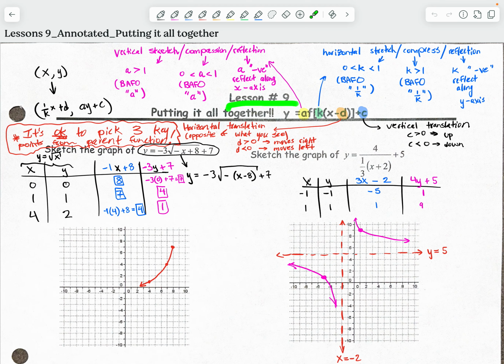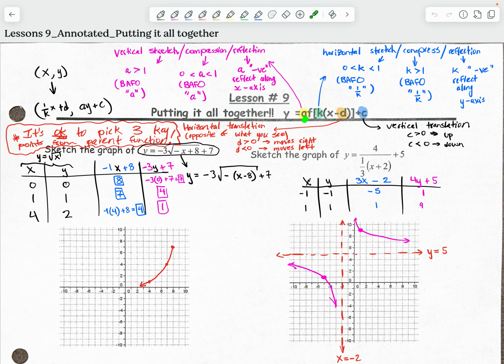We're really just consolidating and putting everything together, and I'm going to generalize it by introducing these letters for once. So for any given function f of x, these are all the transformations that could be applied to give me any kind of distorted, transformed function, right? So I can have the letters a, k, d, and c, and let's go through each one.